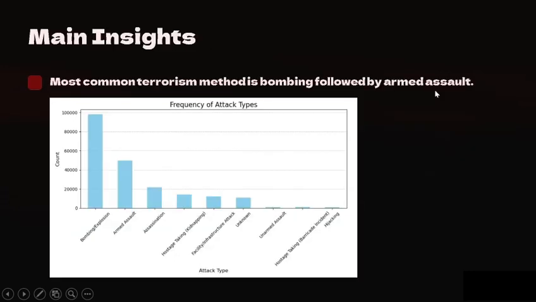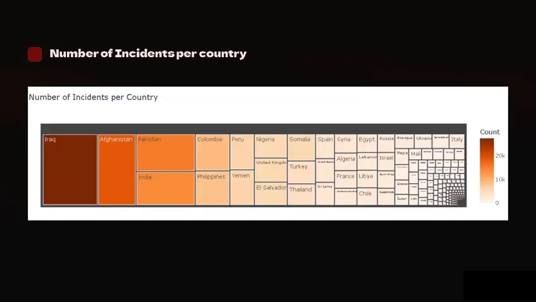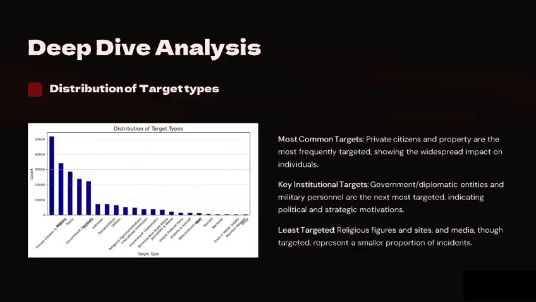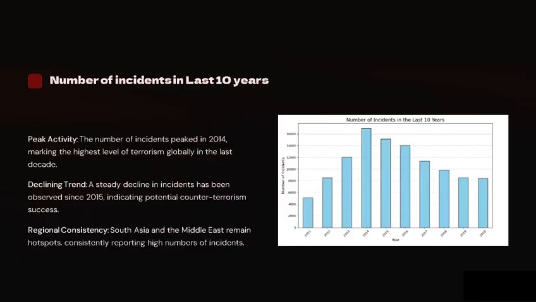Now let's discuss the major findings. Bombings and armed assaults are the most common attack types. Private citizens and property are the most frequently targeted groups, highlighting the widespread human impact of terrorism. The number of incidents peaked in 2014, but has been declining since 2015, with South Asia and the Middle East remaining hotspots. These insights reflect terrorism's regional and societal impacts over decades.